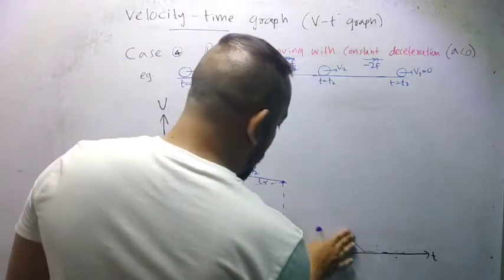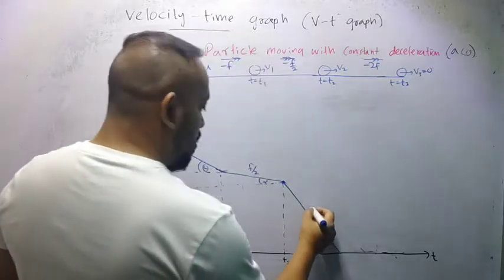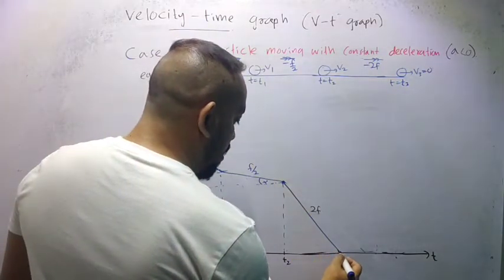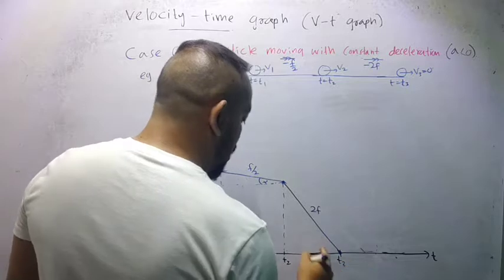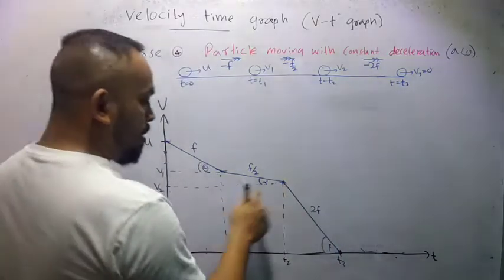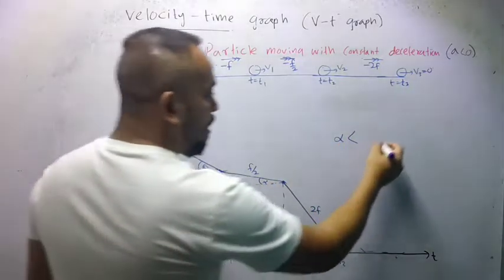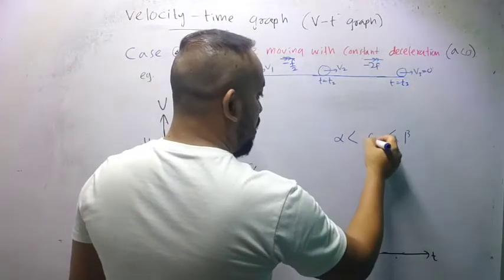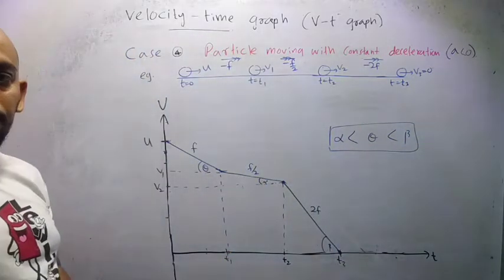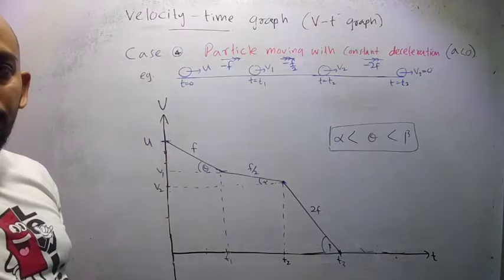So let's make it abrupt. In this case 2f. Now this point is t3, and let's call this angle beta. Notice here that alpha is the least value, beta is the greatest value, and theta is in between. So this is about a particle moving with constant deceleration.